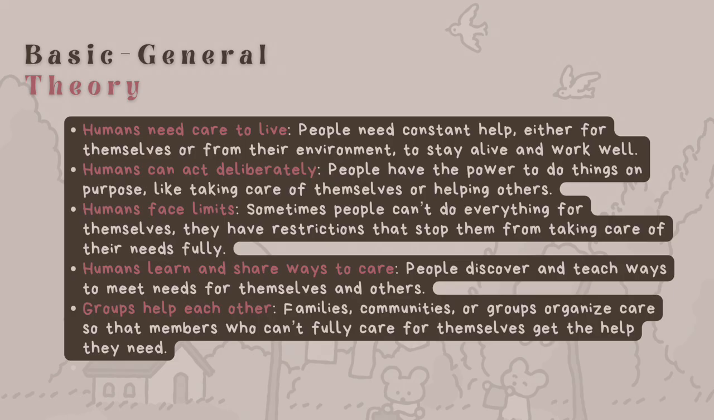Next, we have human can act deliberately. People have the power to do things on purpose, like taking care of themselves or helping others. Example of this is a student chooses to eat vegetables for health. Ibig sabihin, we have the power to do things. We are doing it on purpose. And nasa atin yun as a people.